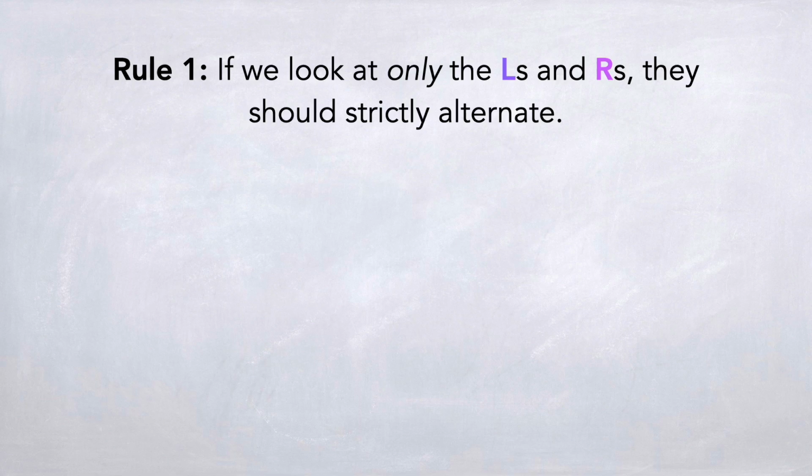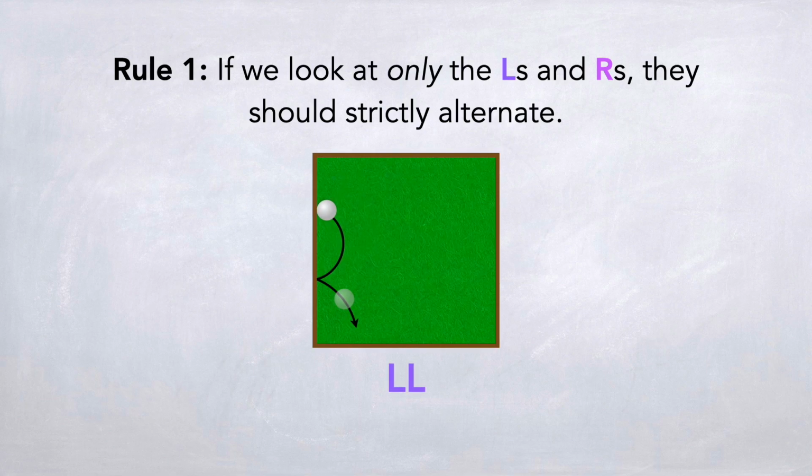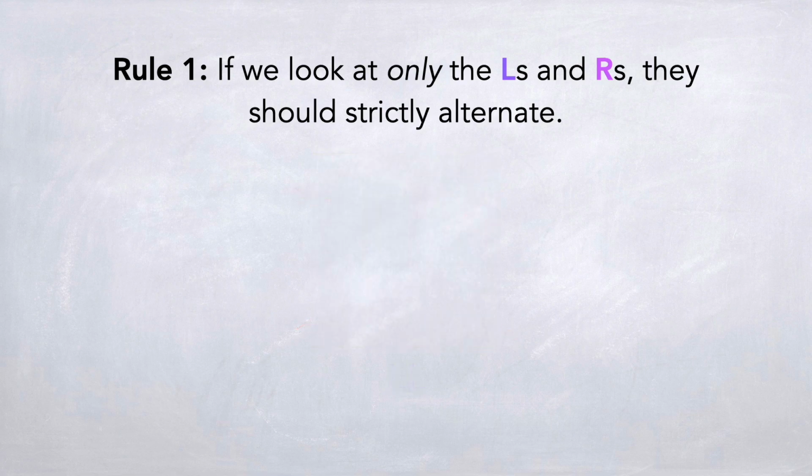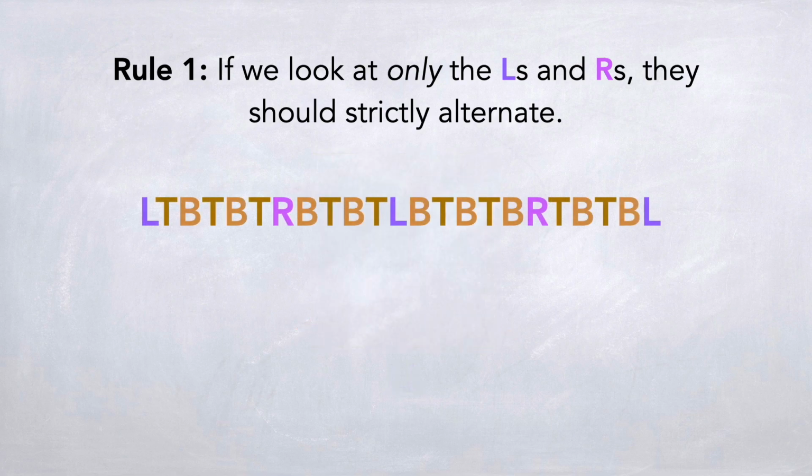It's probably obvious that we can't have two L's in our string back to back, because a ball that hits the left wall twice can't be moving in a straight line in between bounces. But this rule actually says a lot more than that. If we have a much longer string and we look at only the L and R symbols in it, those should also alternate without ever having two L's or two R's in a row. To see why, think about what happens after the letter L in a string.